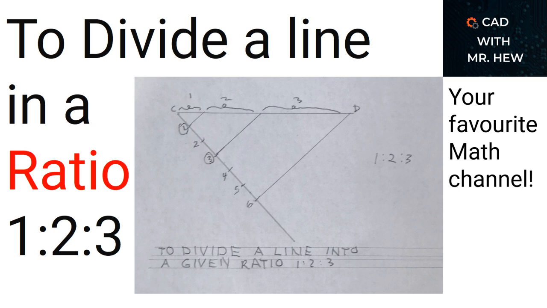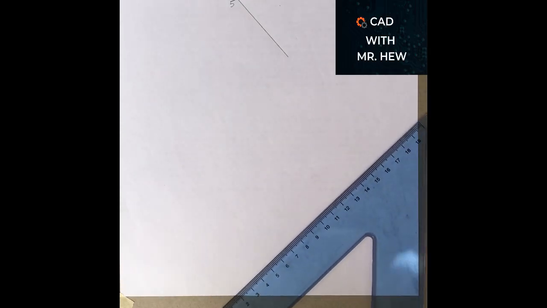In today's video, we're looking at how to divide a given line into a ratio 1, 2, 3. So we'll be starting the video now. So we'll be dividing a given line CD into the ratio 1, 2, 3.